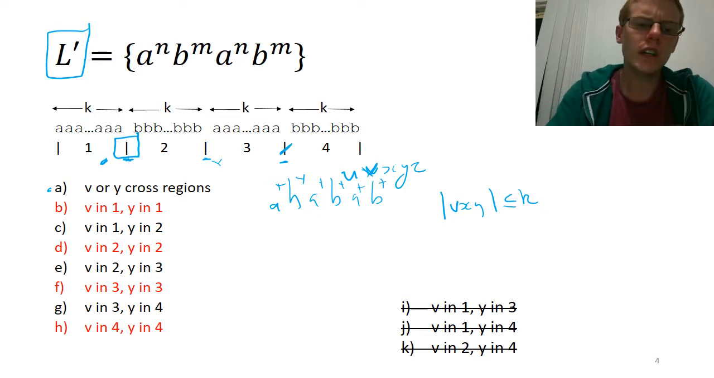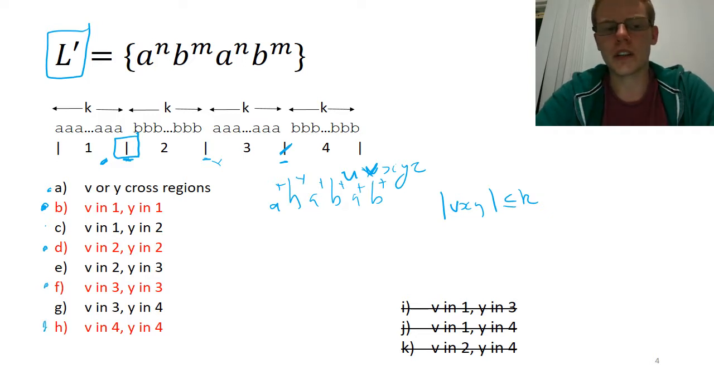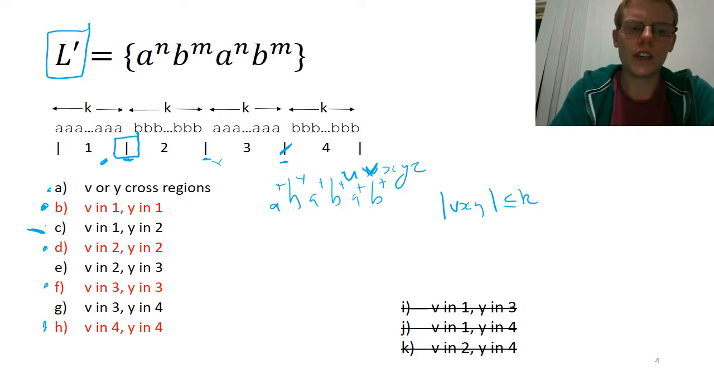The other possibilities are that they're both in the same region, so we have this one, this one, this one, and this one. They are obviously the simplest cases that we can consider because we only have to worry about modifying one particular region. We also have the cases where v and y are in adjacent regions, such as 1 and 2 at the same time, or 2 and 3 at the same time, etc.